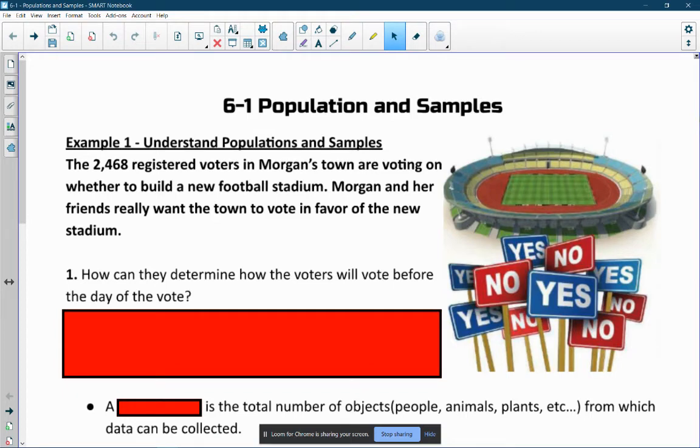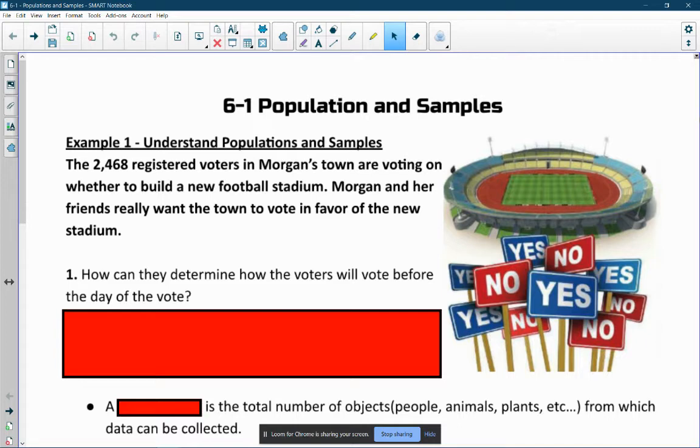Hey guys, here are a set of notes we're going to look at today. You're going to use these notes to help you answer an exit ticket that I will post right after this. So today we're going to talk about populations and samples. I'm going to read through some of these examples and we'll look at the questions.